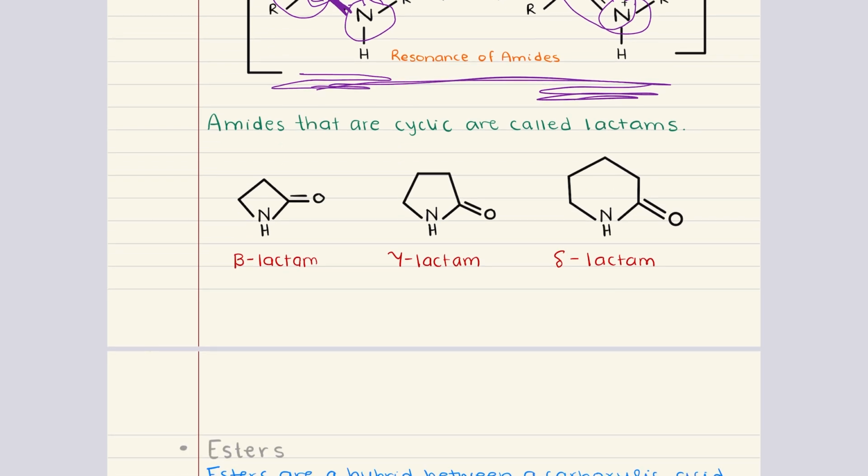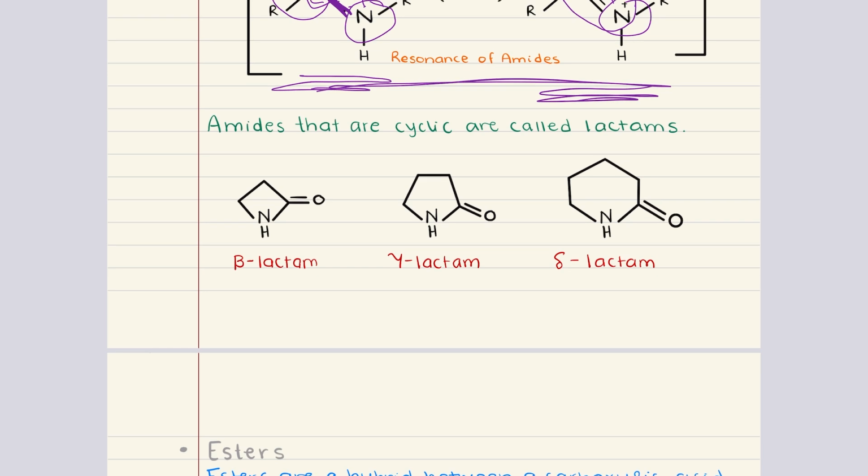Lastly, let's discuss cyclic amides. Cyclic amides are also called lactams, and a lactam is simply an amide group that is incorporated into a ring structure. The naming of lactams uses Greek letters to indicate the size of the ring and the position of the nitrogen atom relative to the carbonyl group.